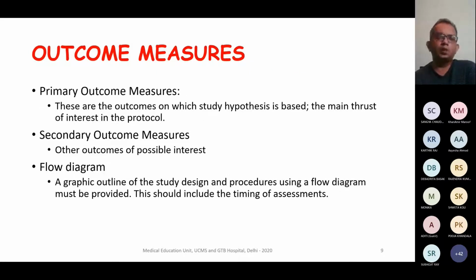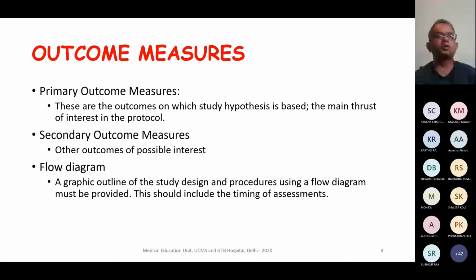Then finally, the PICO, the outcome measures. This is again of two types, as you know, the primary outcome measures, which has been described in the previous sessions, so that should be your focus. You have to describe clearly what you will be measuring.